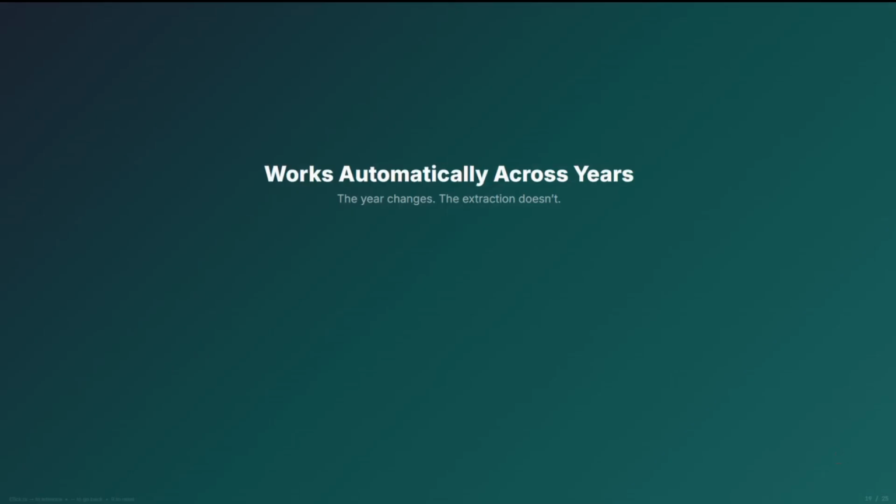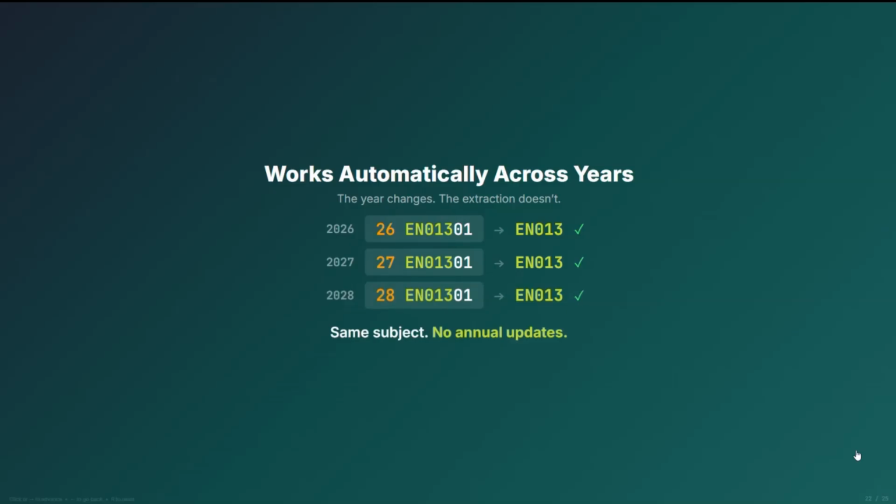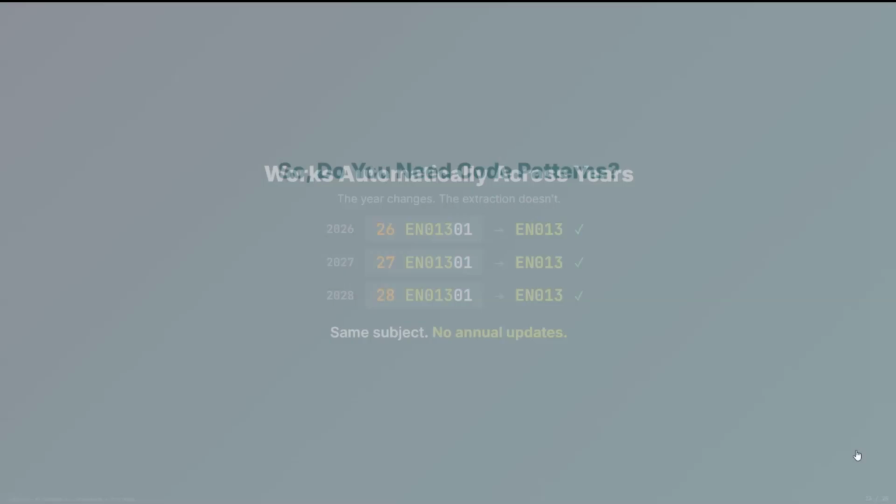Here's the beauty of this approach. In 2026, the code starts with 26, school data reads it, ignores the year, and extracts EN013. In 2027, the code starts with 27, same extraction, same match. 2028, same thing. The year rolls over automatically. No annual updates needed. You set the pattern once and it just works.